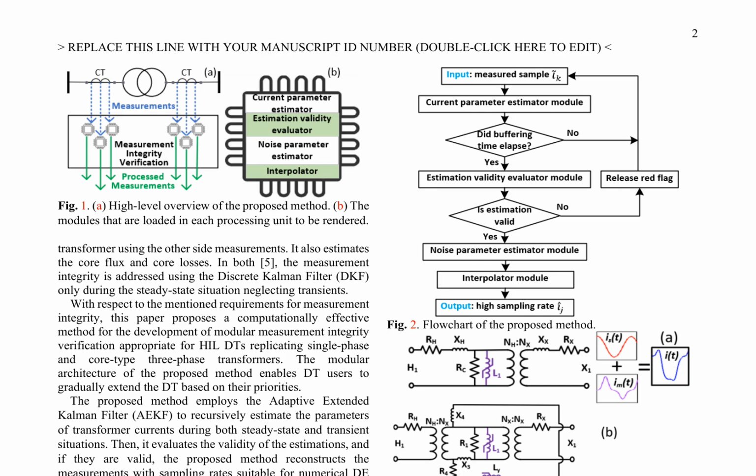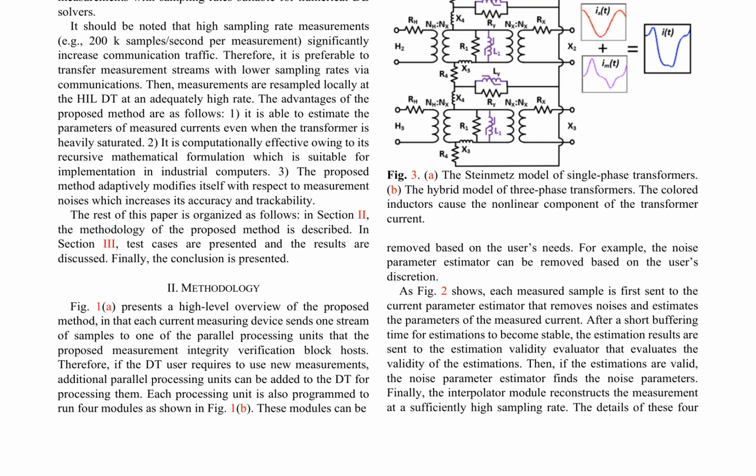The Adaptive Extended Kalman Filter estimates transformer current parameters even when the transformer is heavily saturated, leveraging its recursive mathematical formulation to achieve computational effectiveness. This makes it suitable for implementation in industrial computers. Additionally, the filter adaptively modifies itself with respect to measurement noises, increasing its accuracy and trackability.